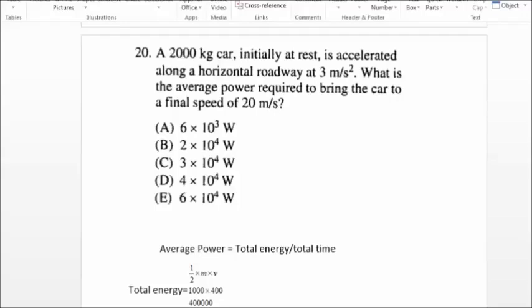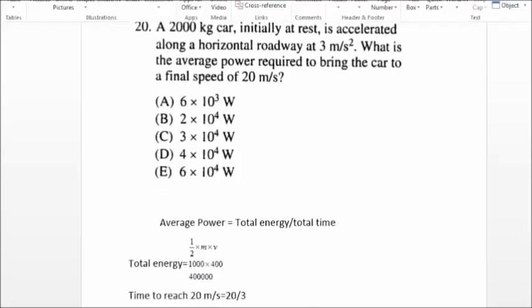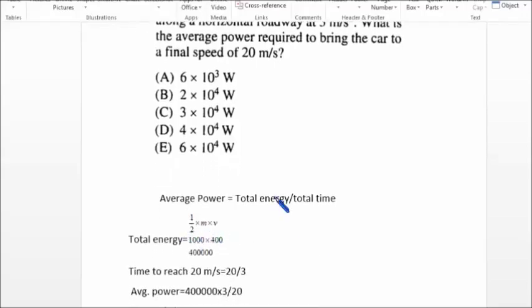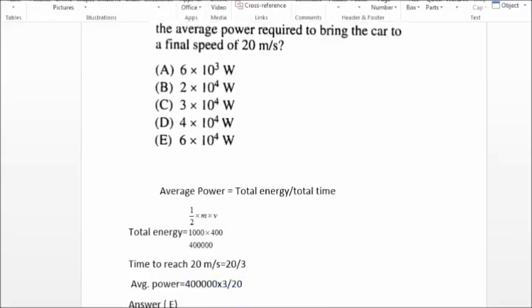The average power is the total energy divided by the total time. The total energy, half mv squared, is half of 1000 into v squared, which is 400, so that many joules. Then the time is 20 by 3 seconds. The power is the energy by the time. So the answer is 6 into 10 to the power of 4 watts, which is answer E.